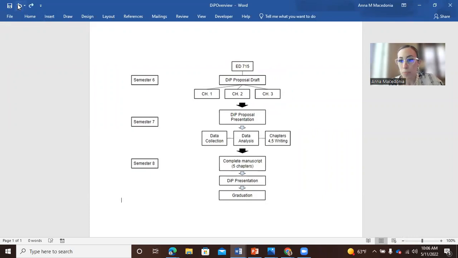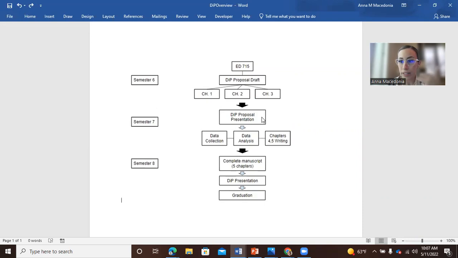So when you approach 715, you will have a draft of both your chapter 2 and your chapter 3, and you will be able to just write your chapter 1, which is your introduction. And that's happening in your semester 6. Following that, you will have your dissertation and practice proposal, and in semester 7, you will defend your DIP proposal to your committee.